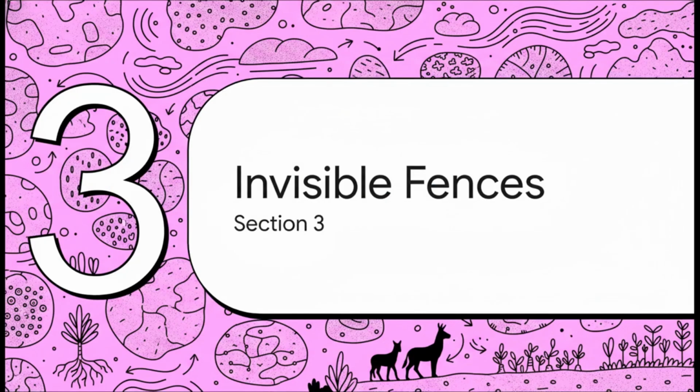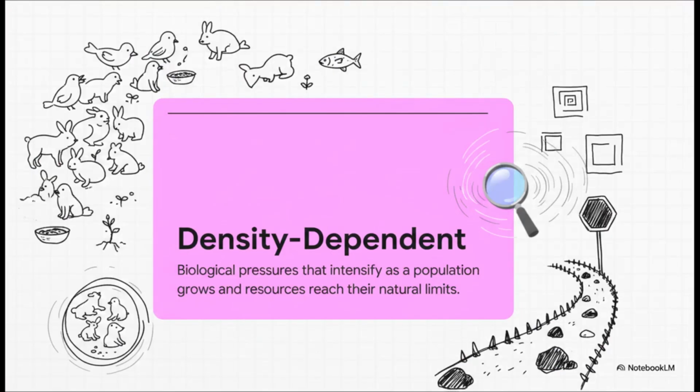That brings us to Section 3, nature's invisible fences. Now we shift our focus to the biotic factors. If the non-living elements set the boundaries, these living factors are the negotiators that finalize the map. These living interactions are what we call density-dependent.